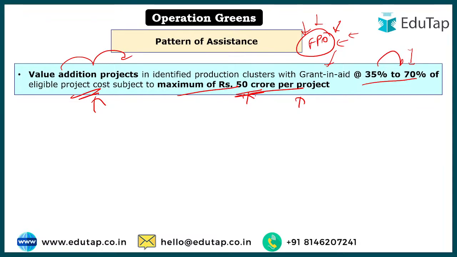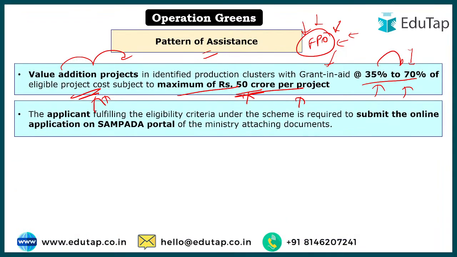In short term, 50% of the subsidy was given. However, in long term, there is a range of 35 to 70% of the eligible project cost, but there is a maximum cap also, which is 50 crore. Okay, I hope there is no confusion as of yet. And whoever the applicants who want to apply, they have to go to the Sampada portal.